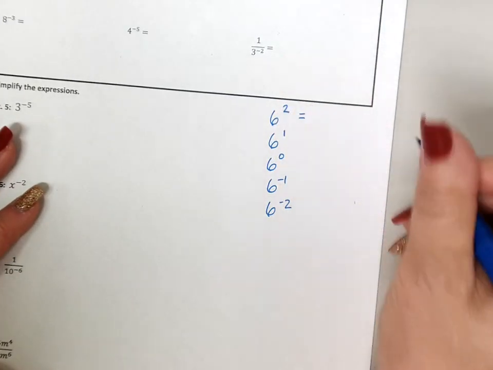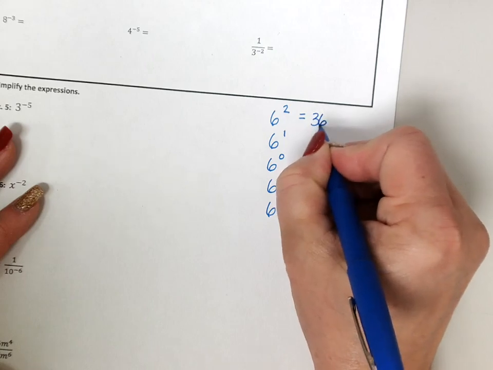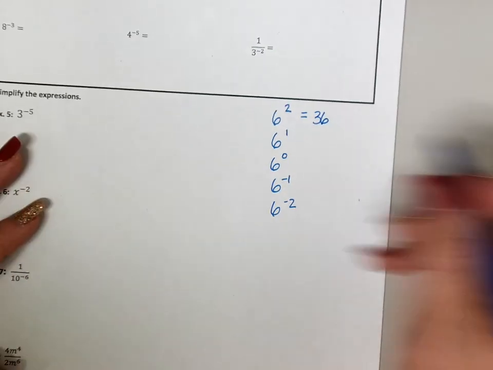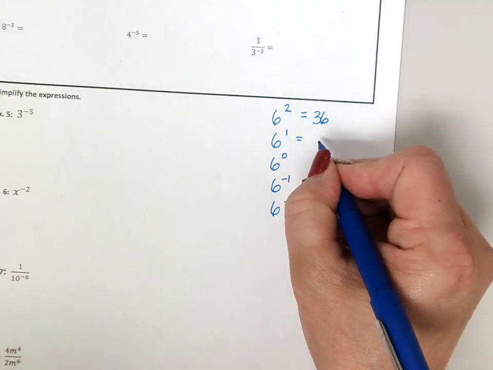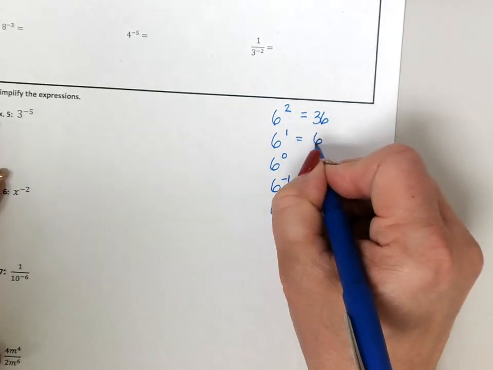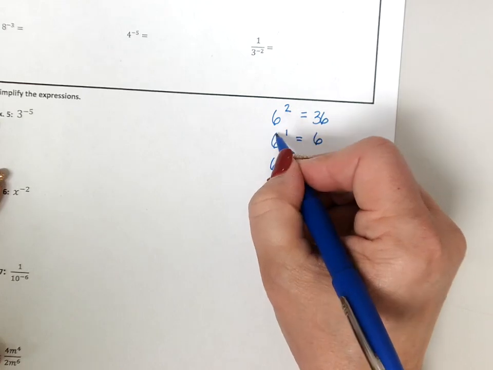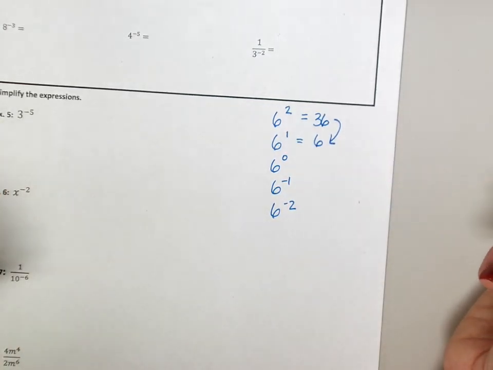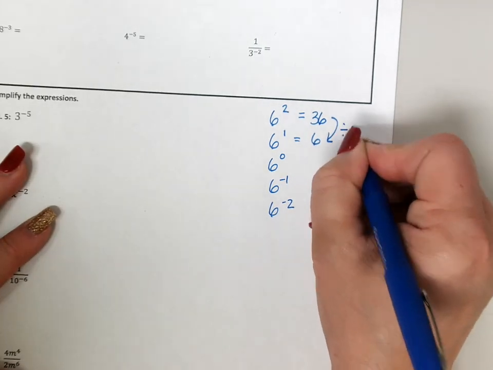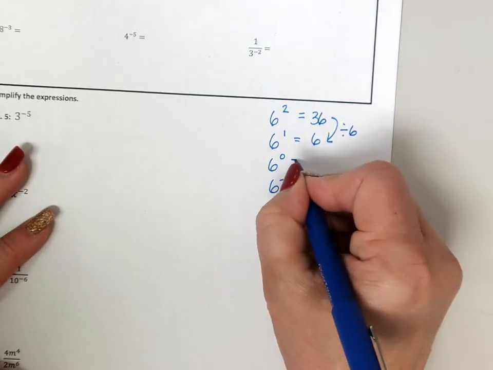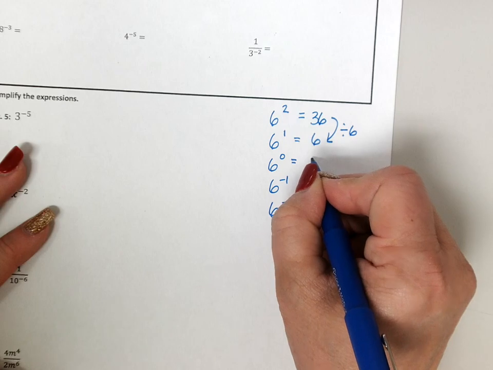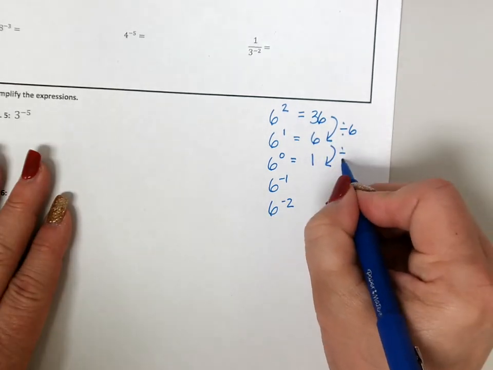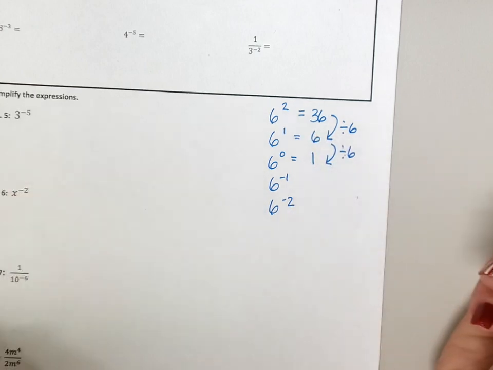All right, for this, I'm going to write what my answer would be. It would be 36, right? 6 times 6 is 36. 6 to the first power is just 6. So this is decreasing 1. What's going on here? Every time the power decreases by 1, I'm dividing by 6. We already said that anything to the 0 power is going to be 1, but it follows the pattern. 6 divided by 6 is 1.